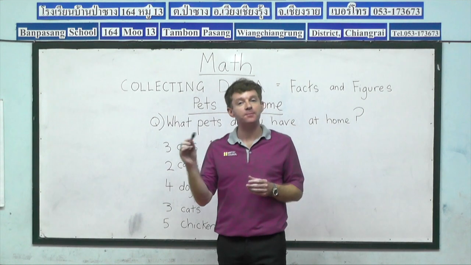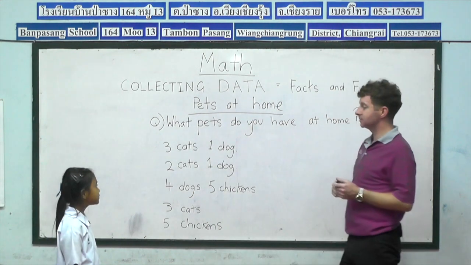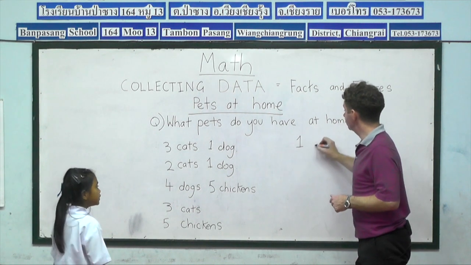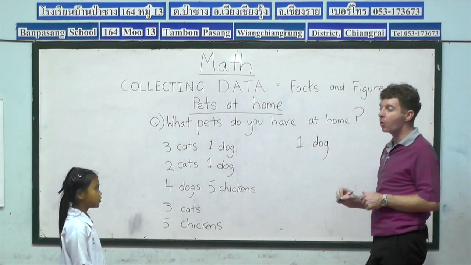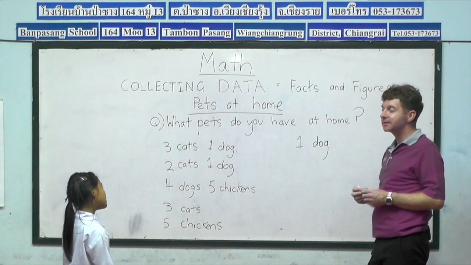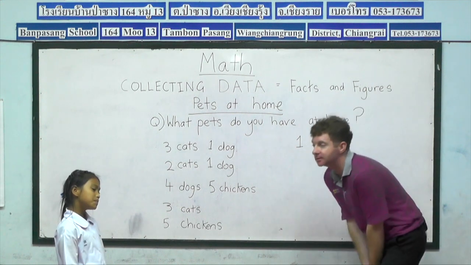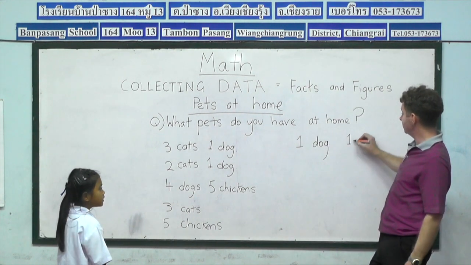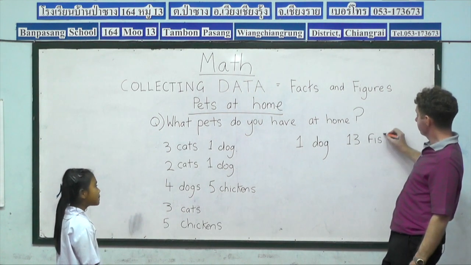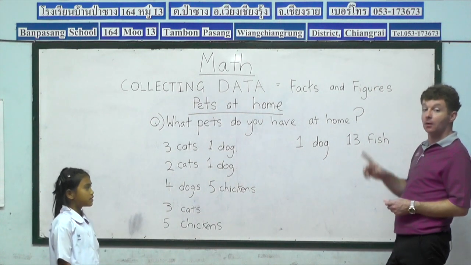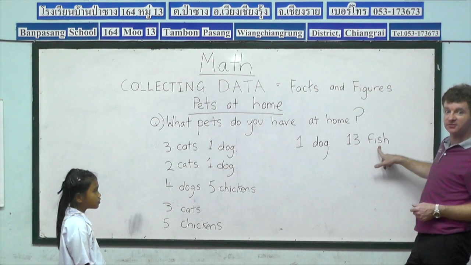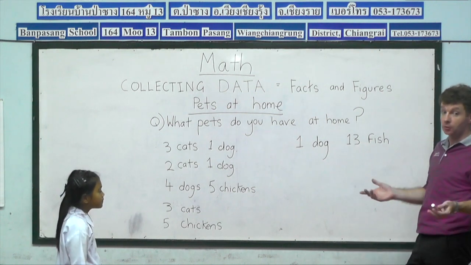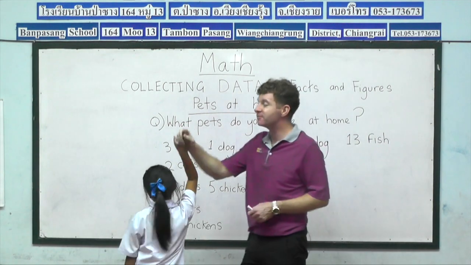Next, it's the turn of Pak Bung. So Pak Bung, what pets do you have at home? One dog and many fish. Okay, how many fish do you think you have? Can you give me a number? Because for our data, we need a number. 13. 13 fish. Okay, excellent. One dog, 13 fish. Now, what do you notice about fish, guys? Fish is special. Fish is the same whether it's 1 or 13. 1 fish, 13 fish. We can use both. So Pak Bung, that was excellent. High five, big round of applause for Pak Bung.